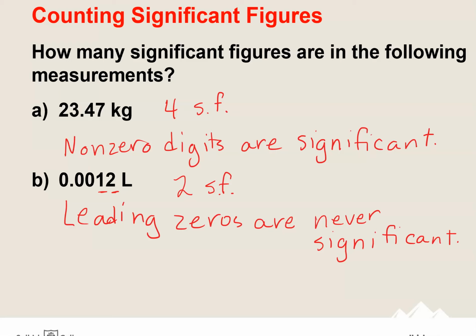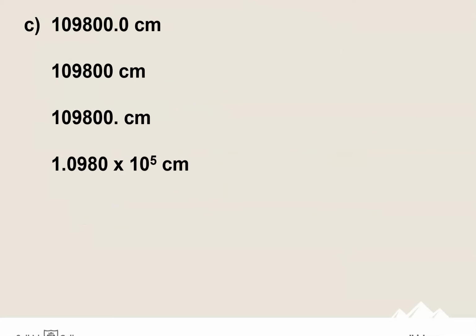Okay, on to the next example. In C, I have 4 different representations of a number that's all the same magnitude. We're going to tackle them one at a time and see which digits are measured. That's how we know how many digits are significant. So I'm going to pause and let you think about the first number.